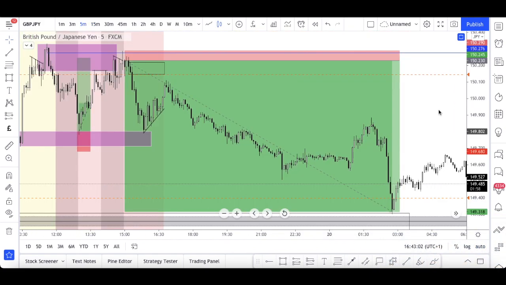So there we have the full trade breakdown of the 1 to 15 distribution on GBPJPY.